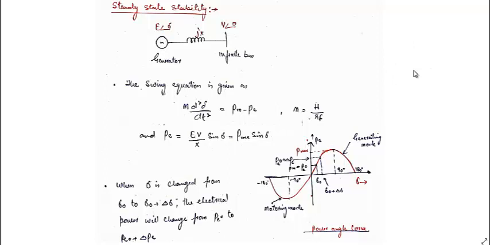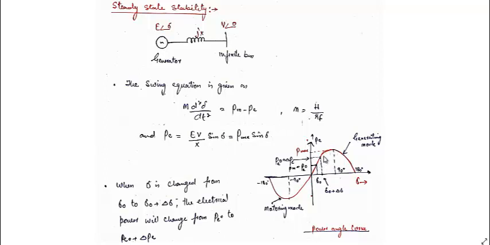When more acceleration happens, there will be more increase in delta. When more increase in delta happens, that means Pe will decrease further. When Pe decreases further, this difference increases further, more acceleration in the rotor, which results in the speed of the rotor increasing and synchronism will be lost. That is why till this point, since delta increases, which results also in the increase in Pe, this is the stable region from this point to this point.